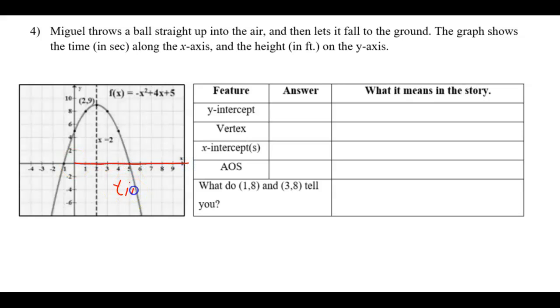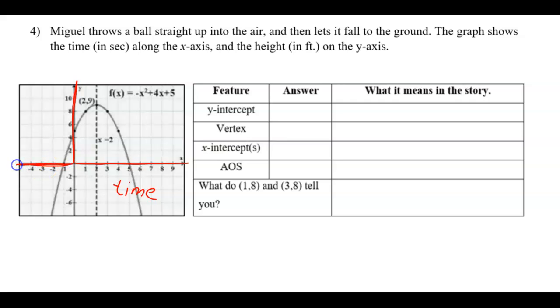Time, right? In seconds. What is the y-axis? It's height. So what doesn't really make sense? That goes below the x-axis. And does negative time make sense?